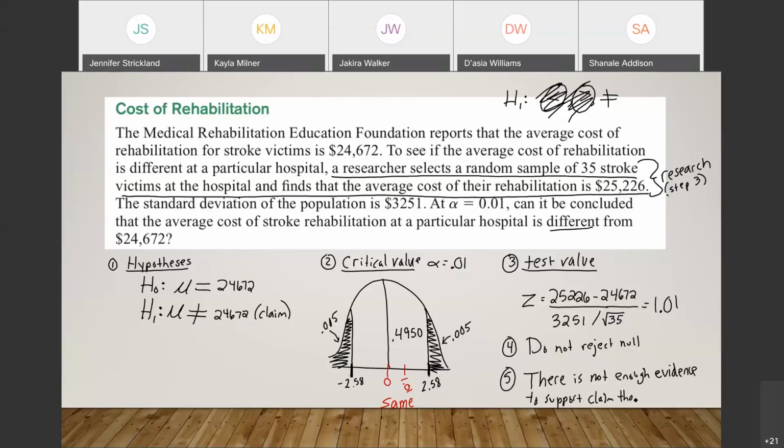That the average. What are we talking about here? Cost, average cost. Is not equal to $24,672. All right. Anybody have a question on that?